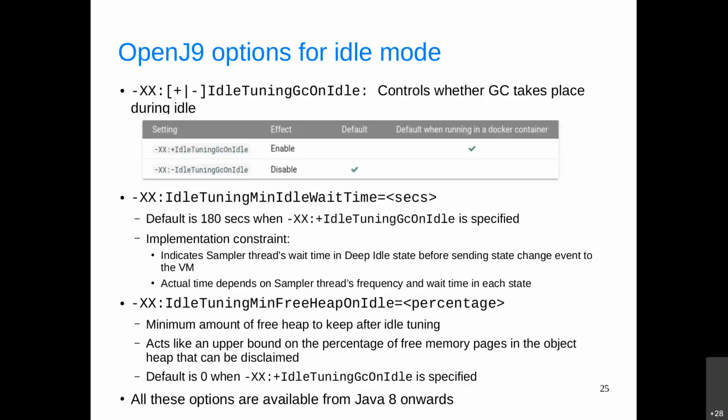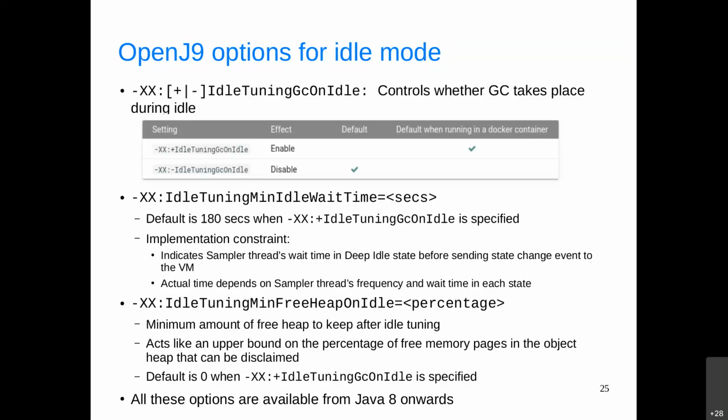So the default is 180 seconds, but as we saw earlier, the mechanism that the JVM uses for transitioning to active state depends on the sampler thread's state detection logic. Therefore, the actual time that the JVM waits is directly dependent on the sampler thread's frequency and the wait time of the sampler thread in each of its states.